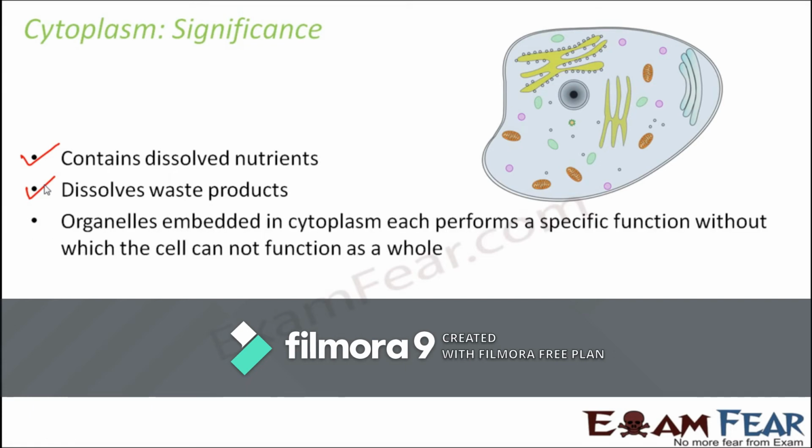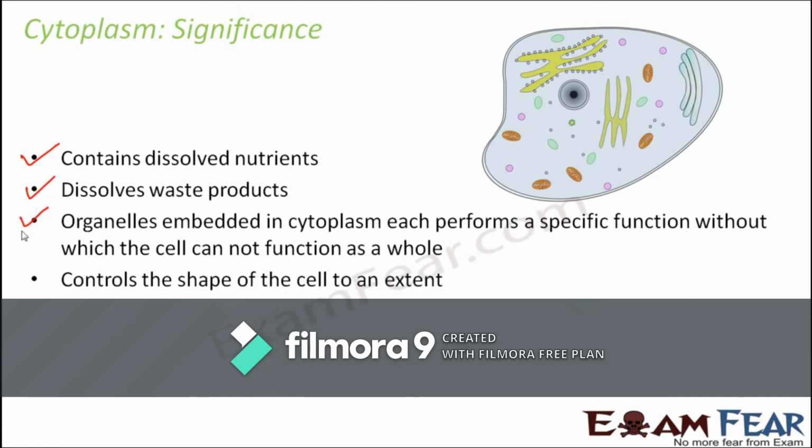Organelles embedded in cytoplasm perform a specific function without which the cell cannot function as a whole. Now each of these cell organelles which you see here, they all play a very vital role. Some of them provide energy to the cell. Some of them help in storage of food material. Some of them help in packaging of food material. So each of them has a different purpose, but all of them are very, very important. Even without any one of them, the cell will not be able to survive. And these organelles are supported by the cytoplasm.